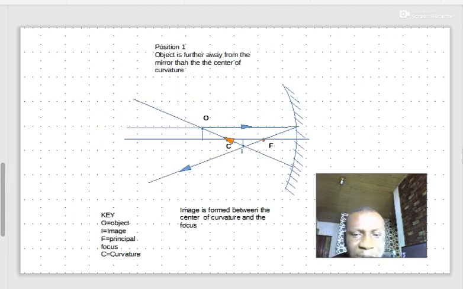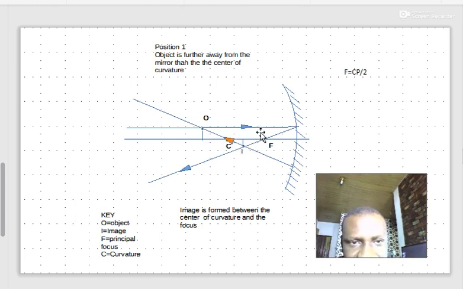Position number one, let us consider an object that is placed at a distance away from the mirror. This is the pole of the mirror, this is the focus, and this is C. Remember, F is midway between C and P, so F is half of CP. So we see that F is CP divided by 2.